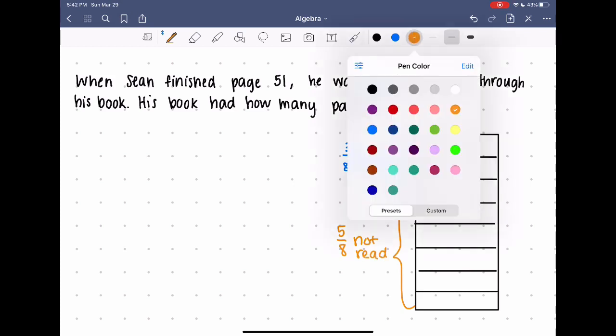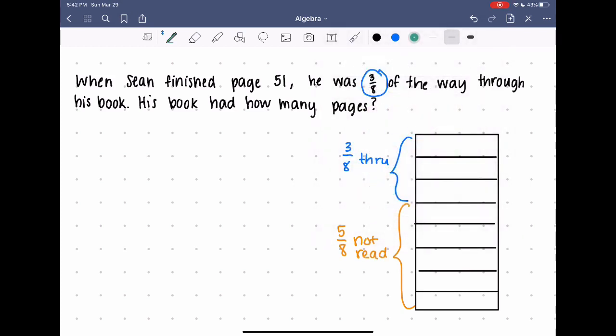But I want to actually solve for how many pages are in the book total. So I want to know number of pages. So I know that 3/8 of the way through gets him to 51 pages. So let me see how many pages was in each section here. 51 divided by 3 gets me to 17 pages each.